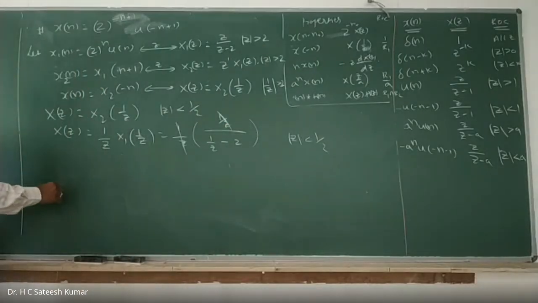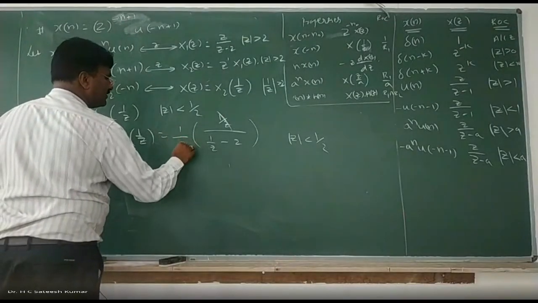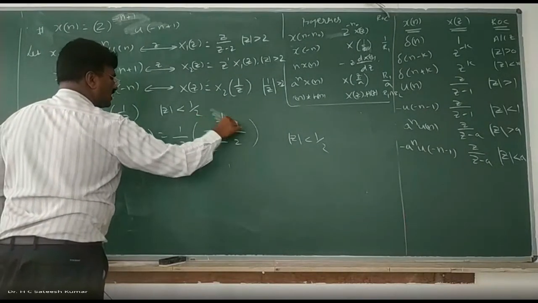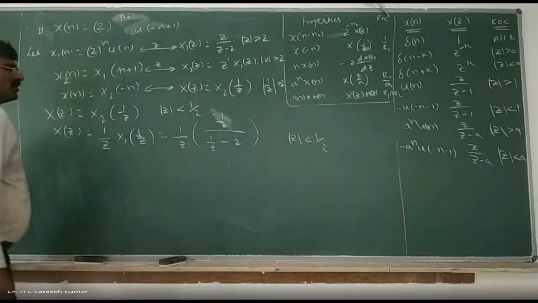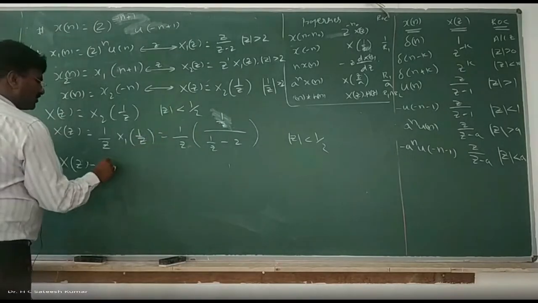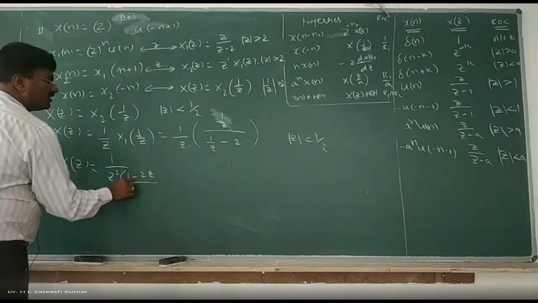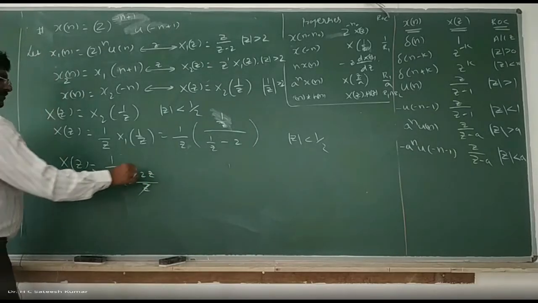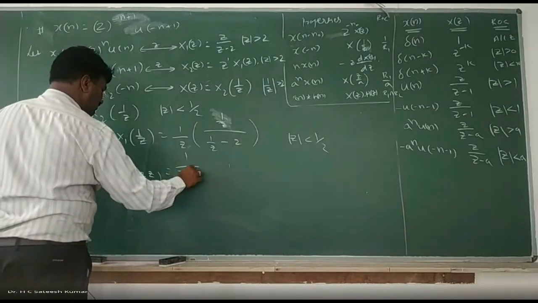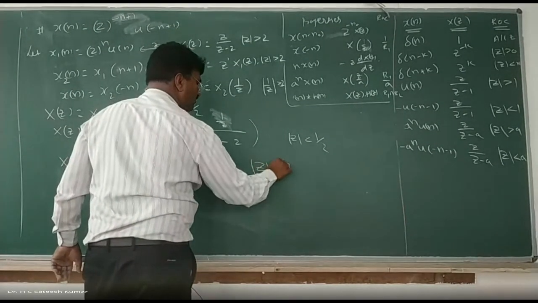Therefore, is it correct? No. It is there in the numerator. Sorry, it cannot be cancelled. 1 by z, 1 by z. This z will come to the denominator. Sorry. Okay, right. Now you can write x of z is equal to that z will come to the denominator. 1 by z square into 1 minus 2z divided by z. This z gets cancelled. So therefore, what will you get? 1 by z into 1 minus 2z with ROC mod z less than half.